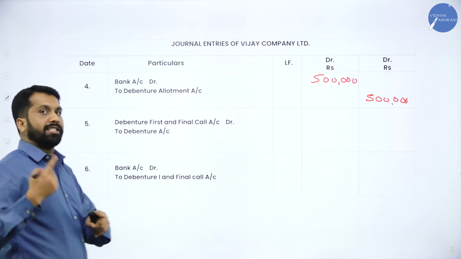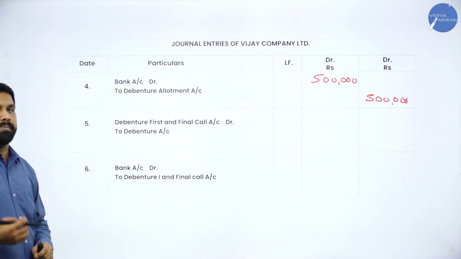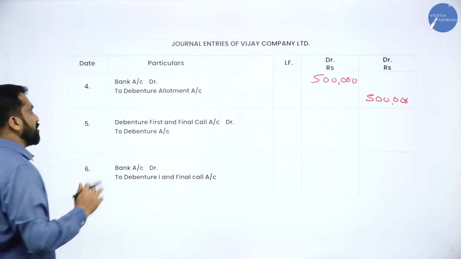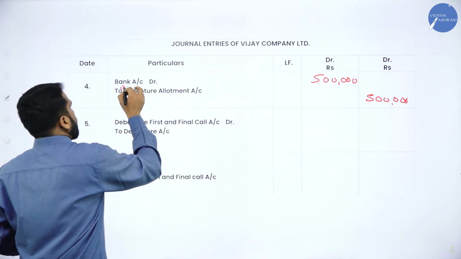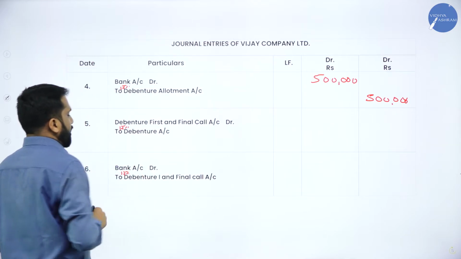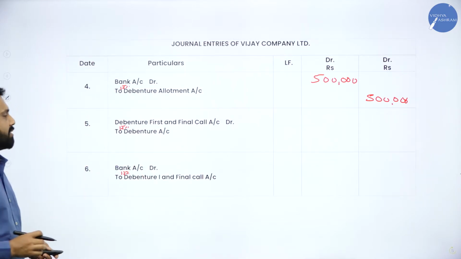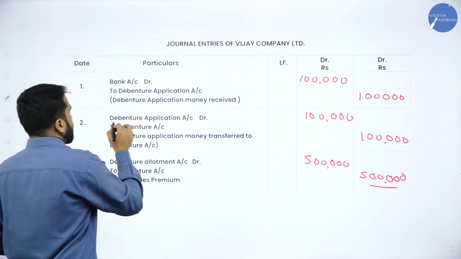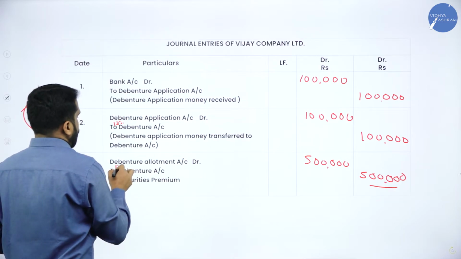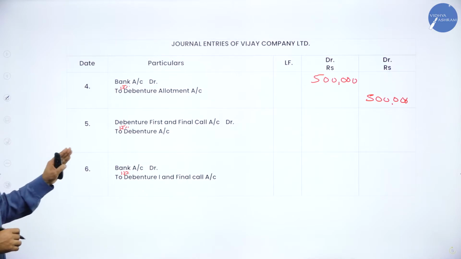Narrations, I'll come to in the next problem. So just write down the journal entries with the amounts. Now, this is 12% debenture. Remember, you have to mention 12% debenture. Wherever you write the debenture account, you have to mention 12% debenture. In the previous also, 12% debenture. Now, your allotment is also done.